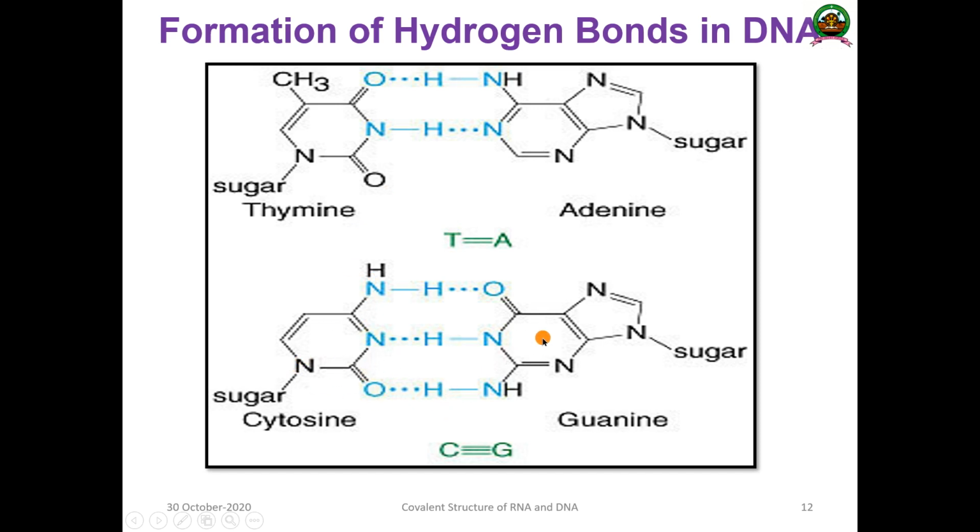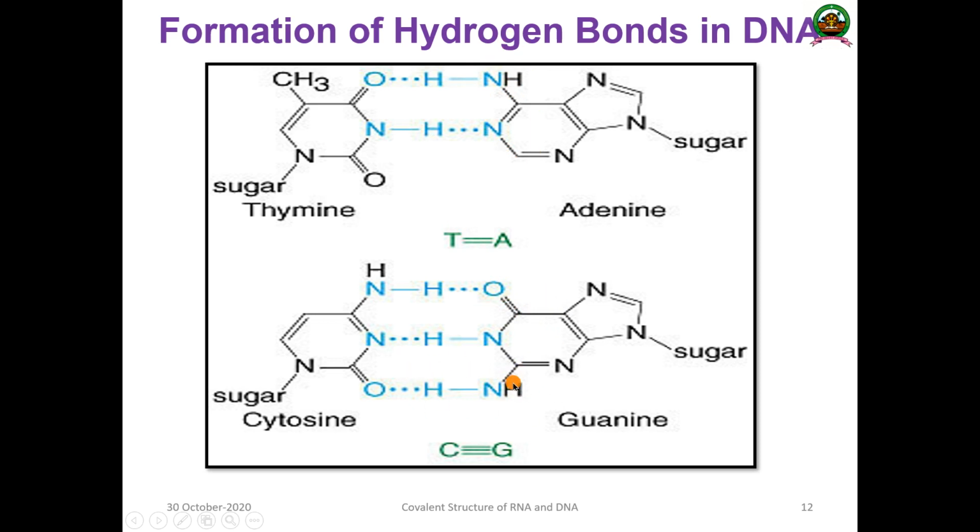And here you can see guanine. If you exchange this one, this NH2 if you put here and this O if you put here, that will be guanine. Here you can see double bond O and here NH. Here NH2. O, NH2.